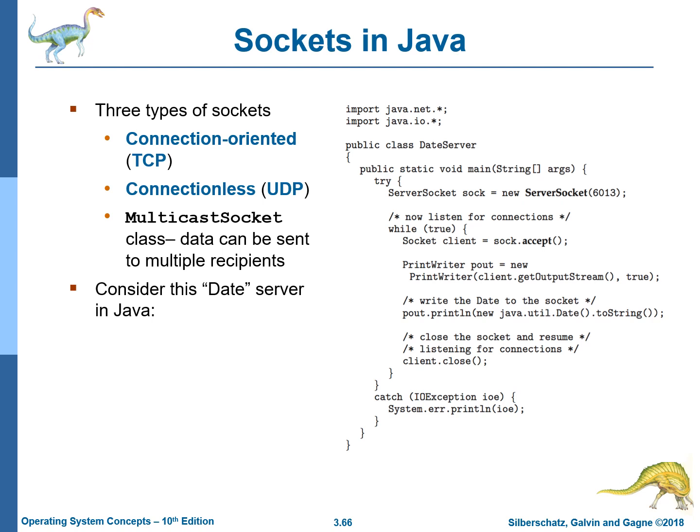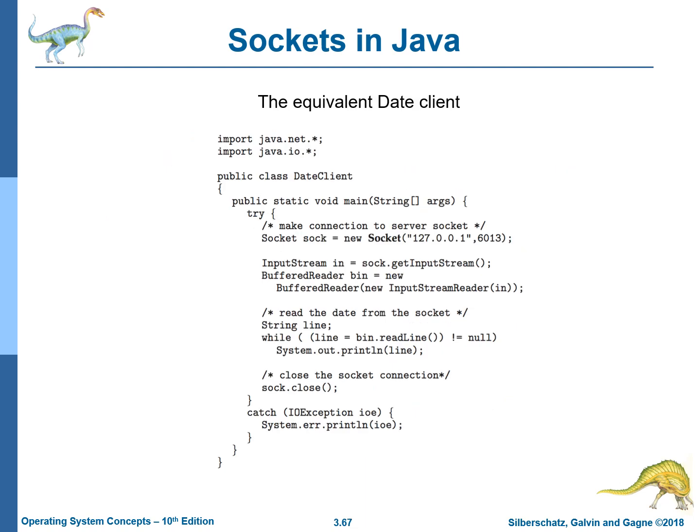For sockets in Java, there are three types of sockets: connection-oriented, connectionless, and the multicast socket class. Data can be sent to multiple recipients. Consider the date server in Java. This is the equivalent date client.